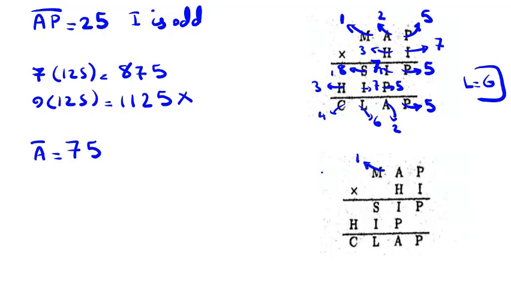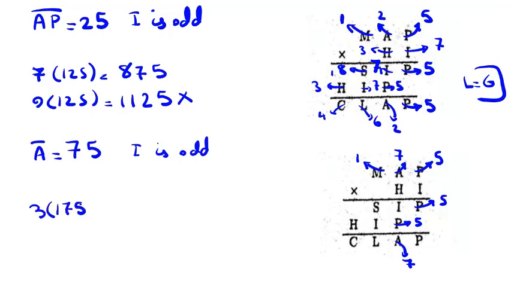M, we proved M is 1, A is 7, P is 5, so it is 7, 5, 5. So let's check. In this case, again, we know I is odd because P is 5, we proved before. So if you place 1 here, then you have 175. I should be 1. 2 times, the I is even. 3 times 1, this, it will be 3 times 5, 15.